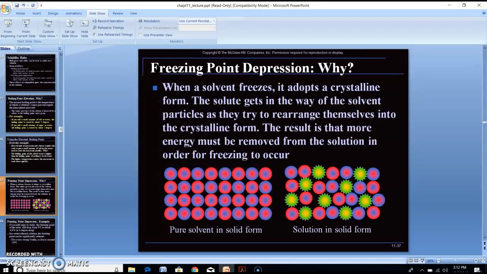Freezing point depression. When a solvent freezes, it adopts a crystalline form. The solute gets in the way of the solvent particles as they try to rearrange themselves in the crystalline form. The result is that more energy must be removed from the solution in order for freezing to occur. So if you have a pure solvent, it would look like the left side of the picture. But if the solution is in a solid form, then the solute will be in between the material. That way, even when it freezes, you will have all these particles in between.